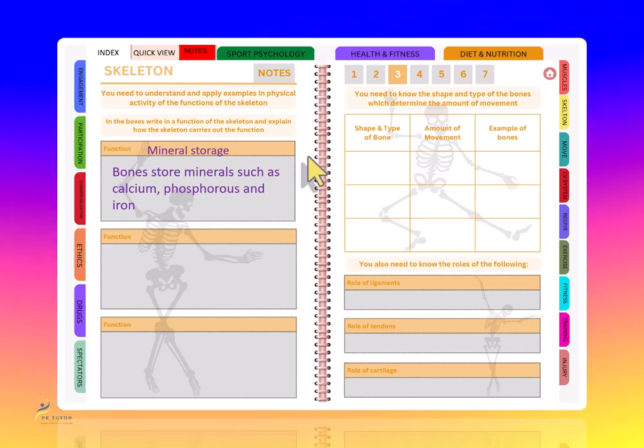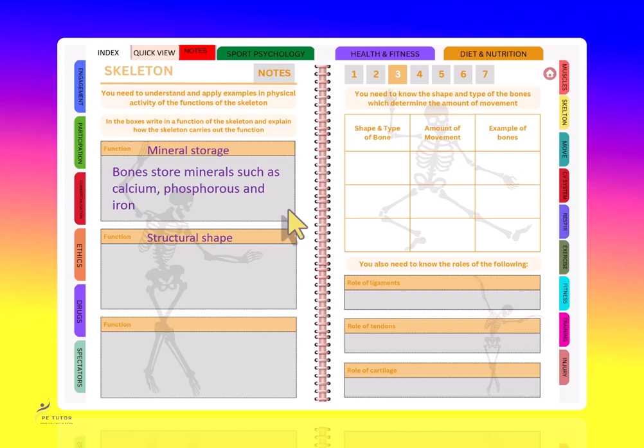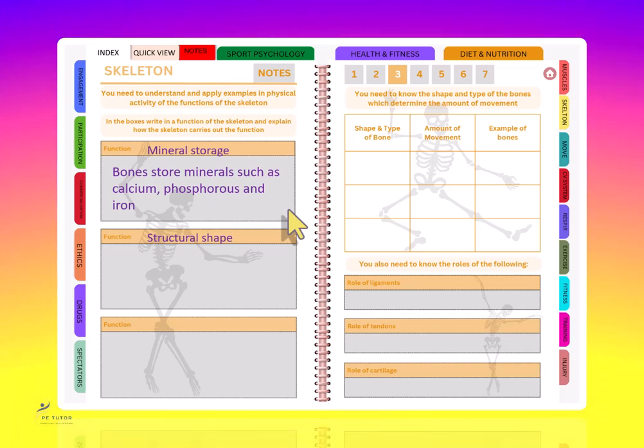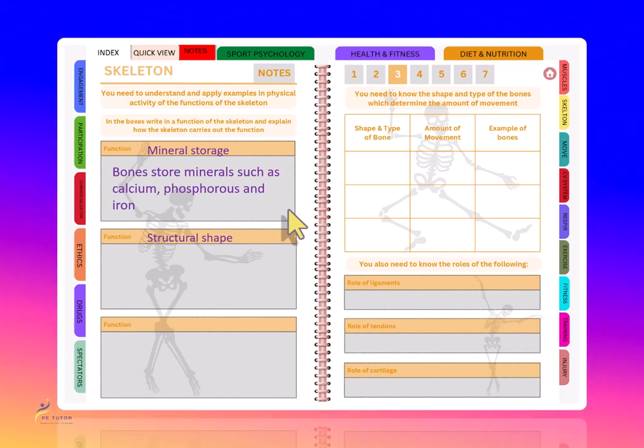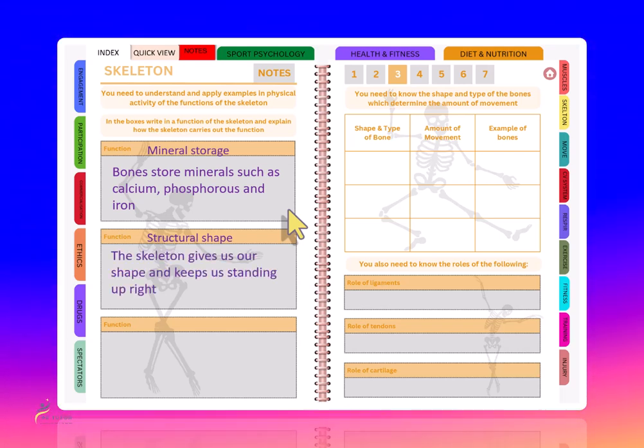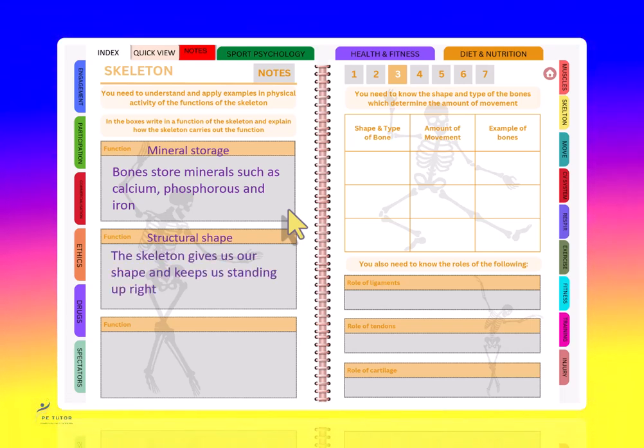Now the next 2 are similar, but there is a slight distinction between the 2. So the next one is structural shape, and that means that it's the skeleton that gives us our shape by helping us to stand up straight, gives us our shape, so our head is round because the cranium is round, our shoulders are broad because that's the way the skeleton is structured in terms of the scapula and the clavicle, the collarbone, etc. So the skeleton gives us our shape and keeps us standing upright.